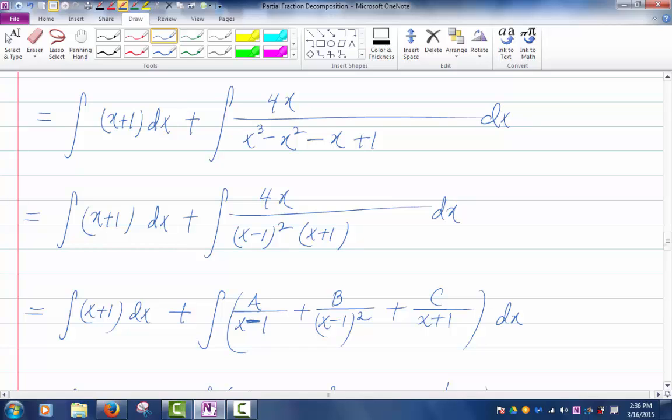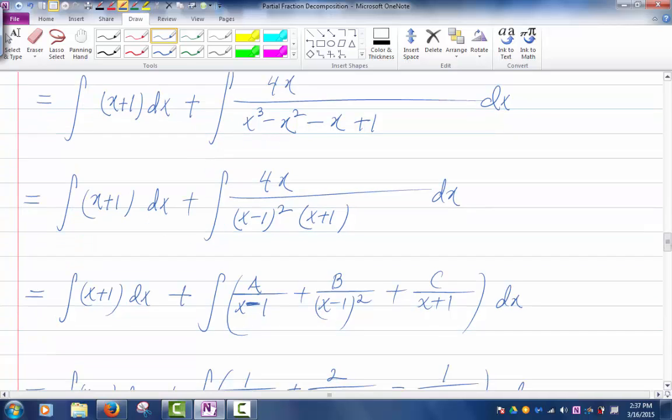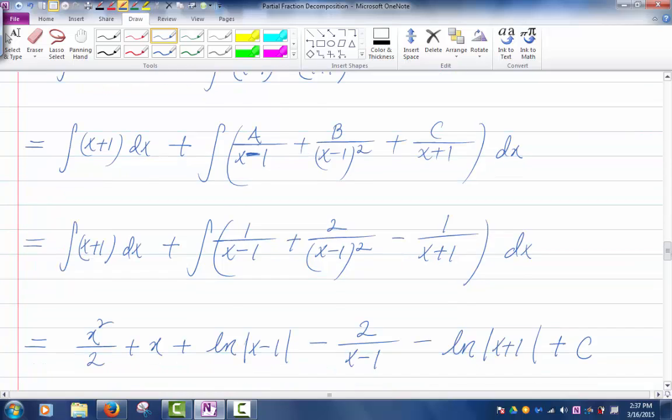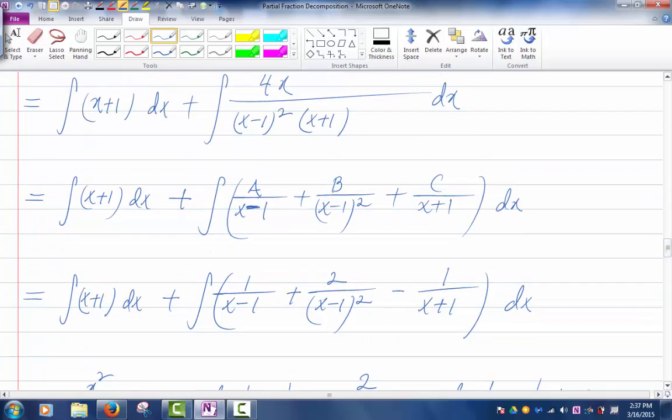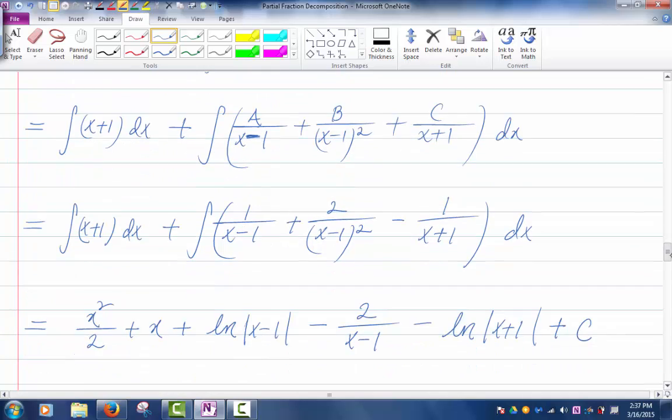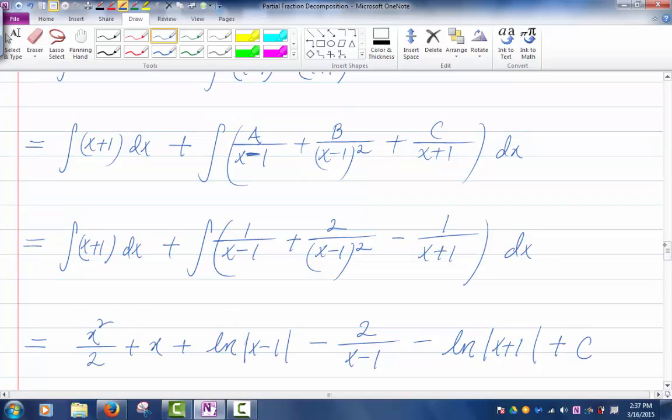Everybody's clear? And once I have written down the decomposition, I have to solve for A, B, C. I'm not going to show you the details on that. Let me just say that A is 1, B is 2, C is negative 1. Once I know that, now I'm going to take the integral of 1 over x minus 1, the integral of 2 over x minus 1 squared, and the integral of 1 over x plus 1.